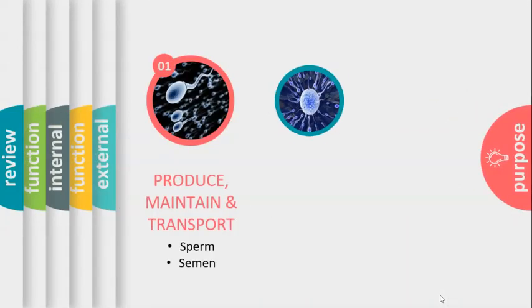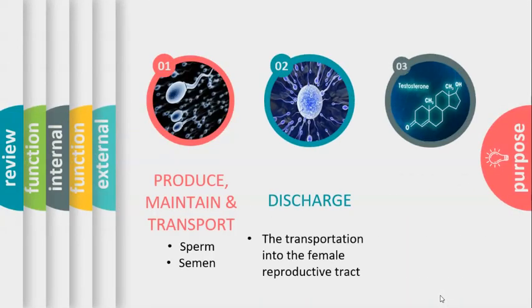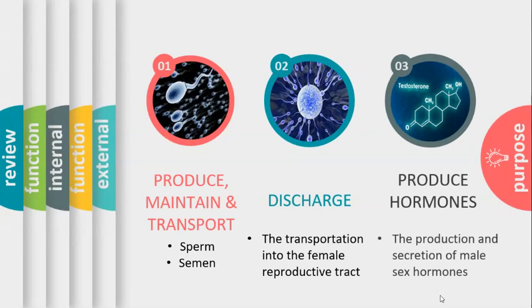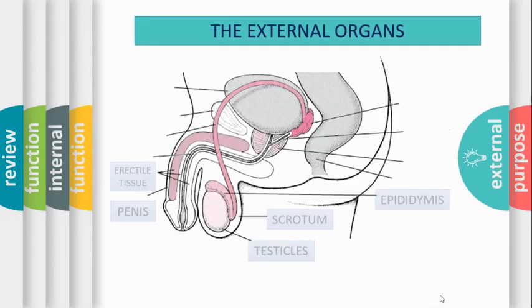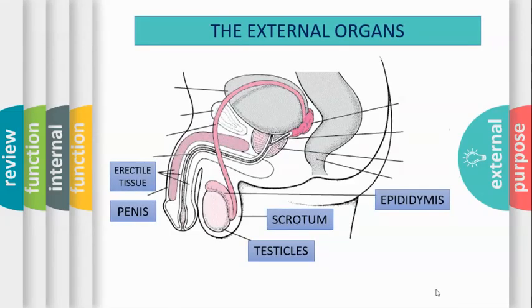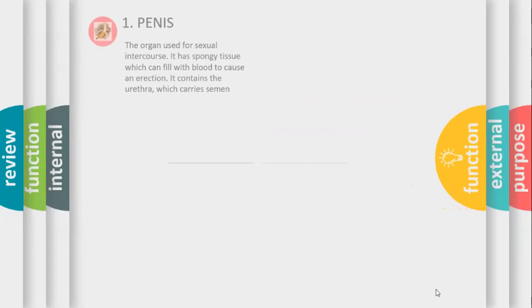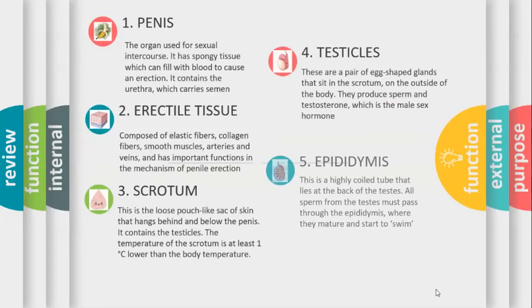The purpose of the organs is to produce, maintain and transport the male reproductive cells, to discharge sperm within the female reproductive tract, and to produce and secrete male sex hormones. The MRS involves two groups of organs. First, the external organs. Let's overview the function of the external organs.